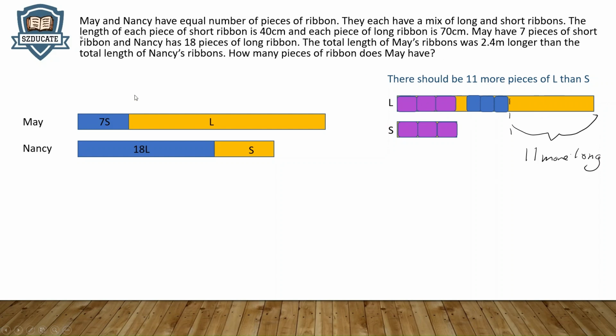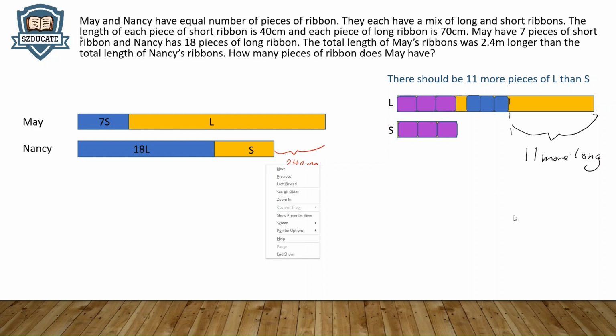Okay, so first thing we draw in the model: 7 short for May and 18 long for Nancy. And then there will still be some long ones for May and also short ones. Now, of course, they are supposed to be equal in number but not equal in length. So this one actually represents the length. So there's a gap that I left here. This gap is supposed to be 2.4 meters, or otherwise 240 cm.